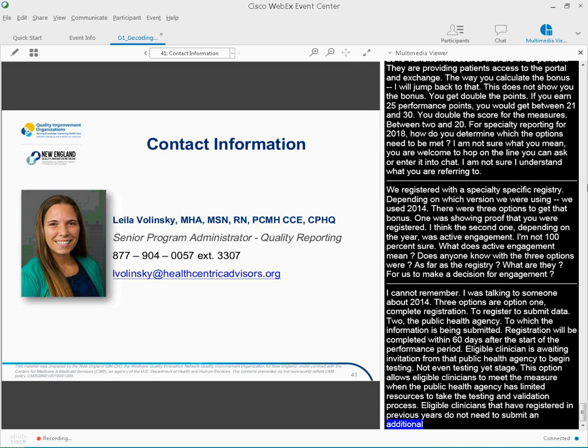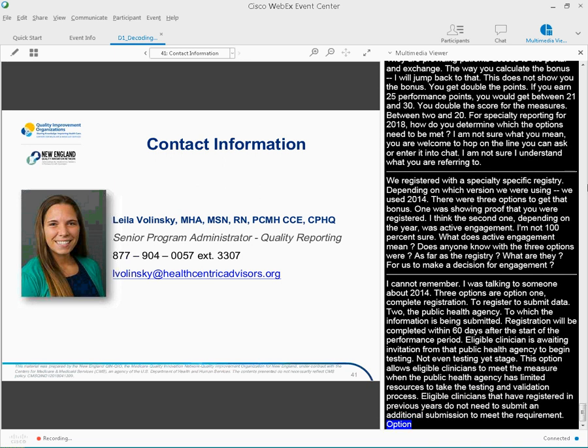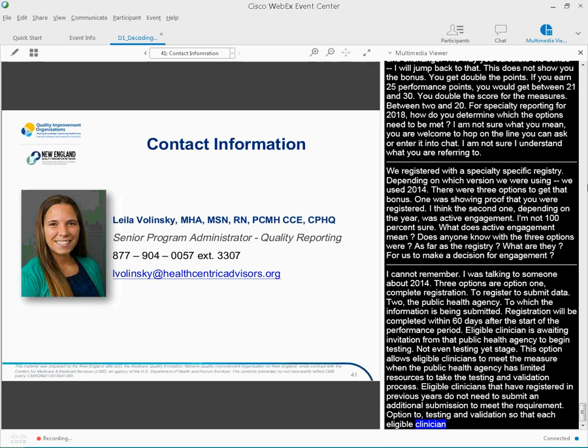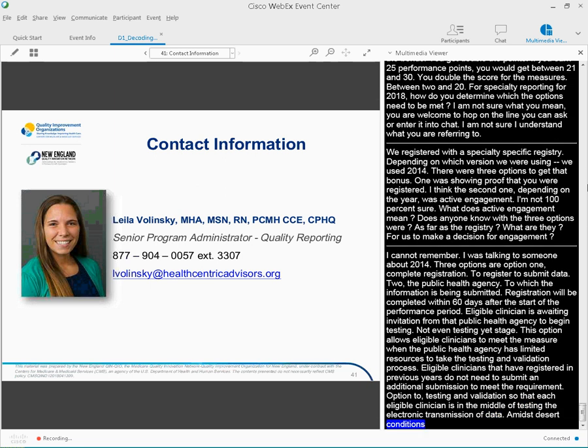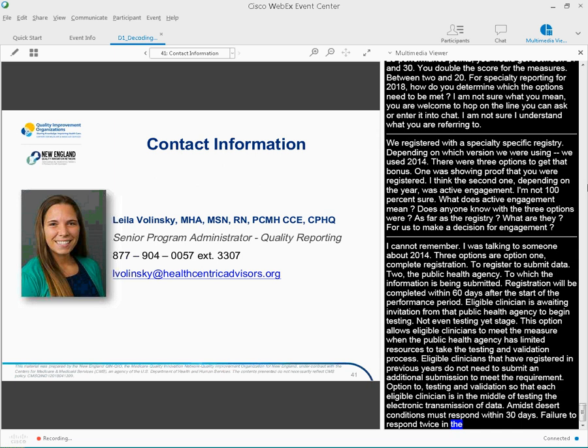So the MIPS eligible clinician is in the process of testing and validation of the electronic submission of data. MIPS eligible clinicians must respond to requests from the public health agency within 30 days. Failure to respond twice within a MIPS performance period could result in the MIPS eligible clinician not meeting the measure. And then three is production.